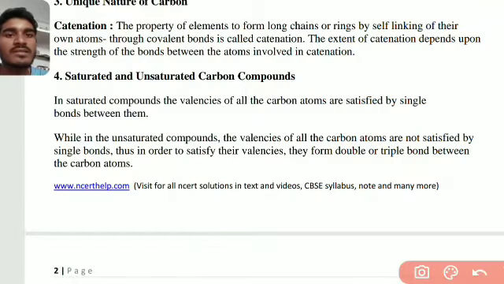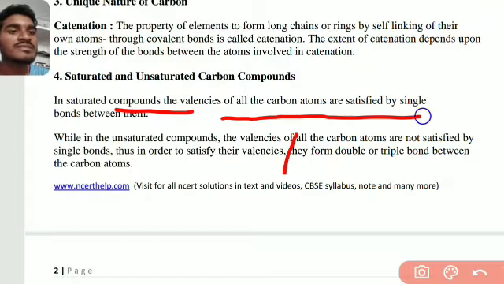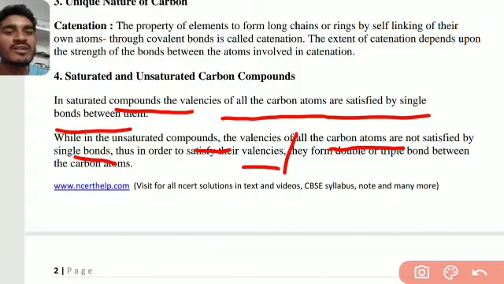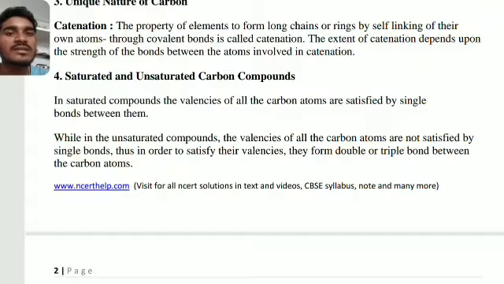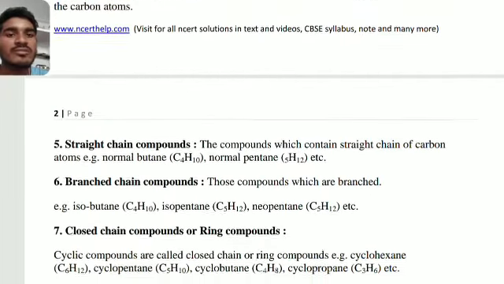Okay, as I already told you, in saturated compounds the valency of all the carbon atoms is satisfied by the atoms bonded to them. Next, in unsaturated compounds the valency of carbon atoms is not satisfied by the single bonds. In order to satisfy the valency, there are double bonds and triple bonds between the carbon atoms, right? Okay, saturated and unsaturated compounds are completed.